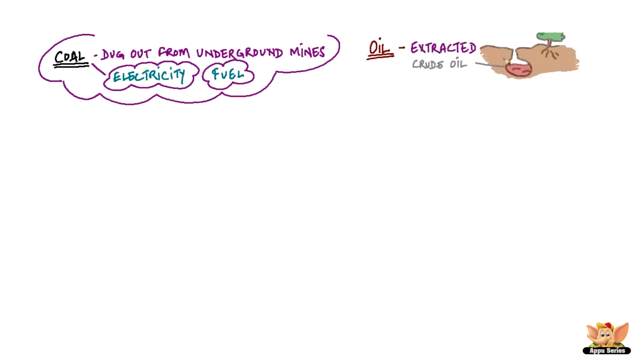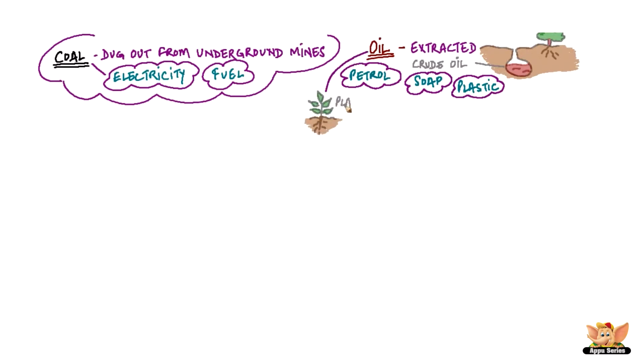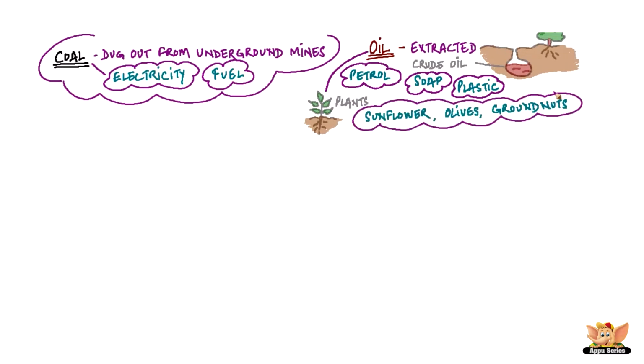Crude oil is a natural material that is extracted from deep below the Earth's surface. It is used to make petrol and even objects that we use every day like soap, plastic, etc. Oil is also extracted from plants like sunflower, olives, and groundnut plants. This is the oil that we use in our kitchen for cooking.